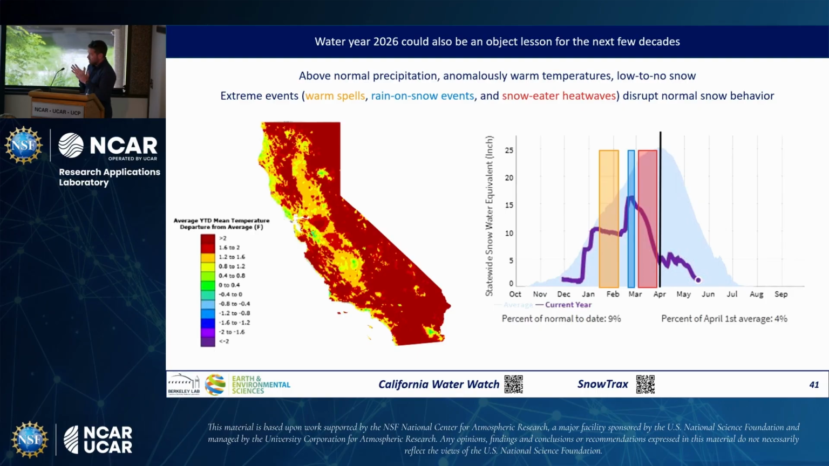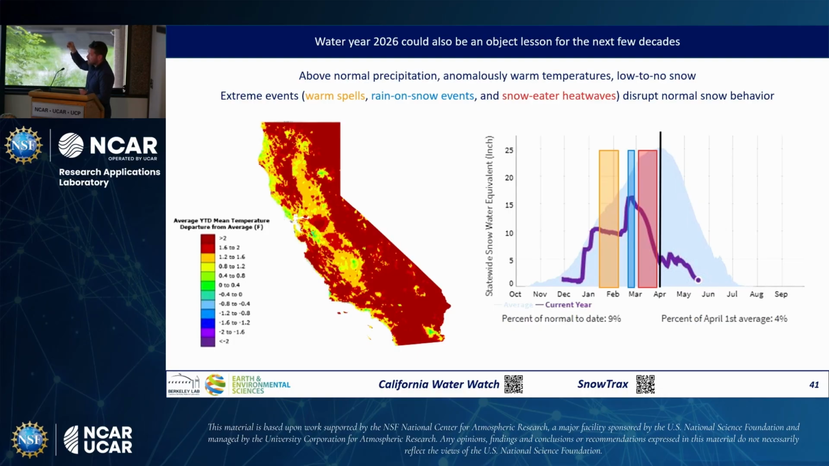You had this sort of warm spell event. On the right here, we're showing average snow as the light blue region, and the current year is the trace there. What happened this year is that we were building snow near average. Then all of a sudden we had a warm spell. And then we built snow again through an atmospheric river.